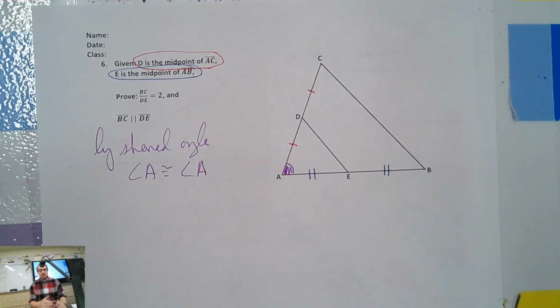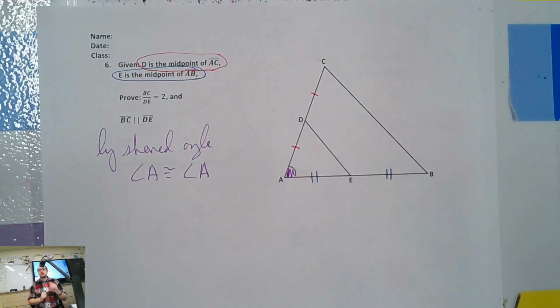All right, so do we have enough information to prove that these triangles are similar? We don't have 2 angles. We have 1 set. But we do have enough because we have 3 ways to prove triangles similar.